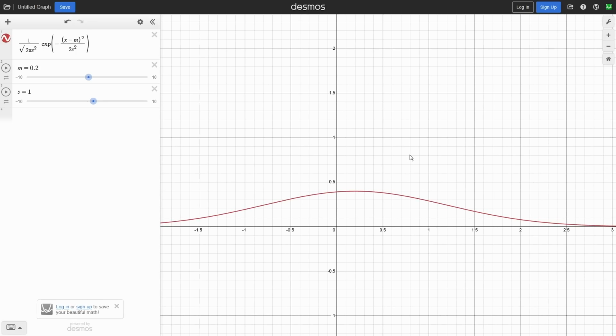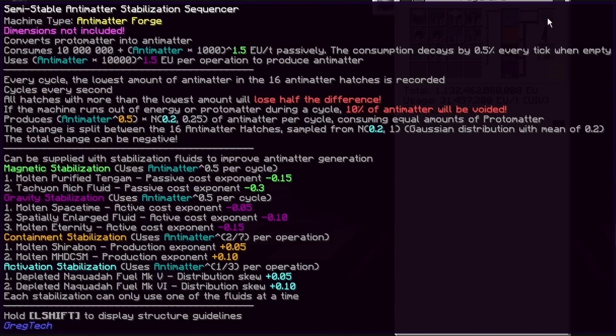Now, to manipulate parameters, we can supply different stabilization fluids to improve the antimatter generation. First, there's magnetic stabilization, molten purified tangum, or tachyon-rich fluid. I'll be using the tachyon-rich fluid, of course. This reduces the passive cost exponent by 0.3. So instead of 10 million plus antimatter times 1,000 to the 1.5, it'll instead be to the 1.2, which is a lot better.